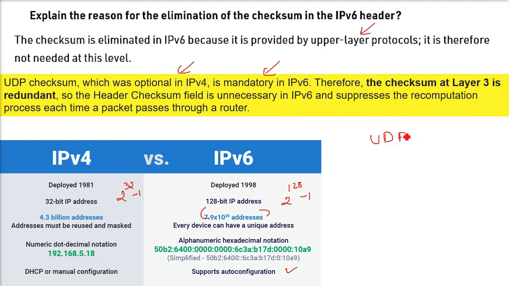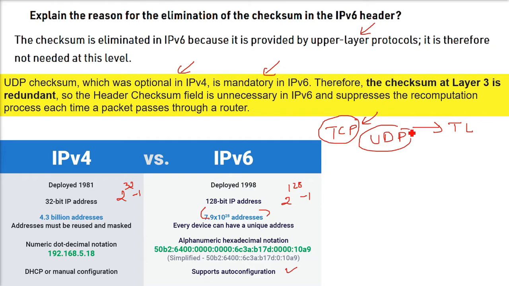So in TCP, you need to have the checksum and you have to deal with it. And in UDP it was optional. Even if you don't want to do a checksum, it doesn't matter. But in IPv6, this UDP checksum is mandatory. Therefore, the checksum at layer 3 is redundant. That is, at the network layer, there is no point in having a checksum.